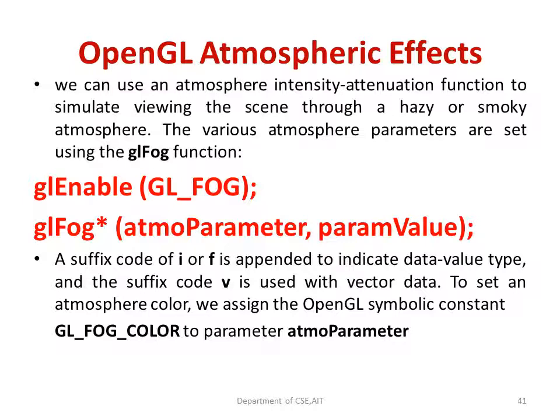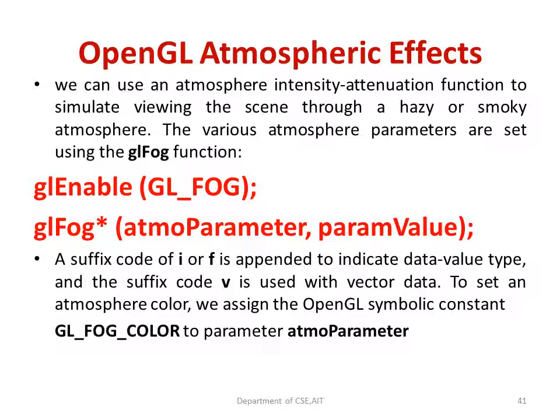So the GL fog color can be used in atmospheric parameter. One symbolic constant we can make use of is GL fog color. But before going to this GL fog, make sure that you make use of GL enable. If you don't enable the fog effect, the next GL API will not be helpful. Only when you enable, then only you can go for the fog. So this is one example where the enable should be given before this specific API.